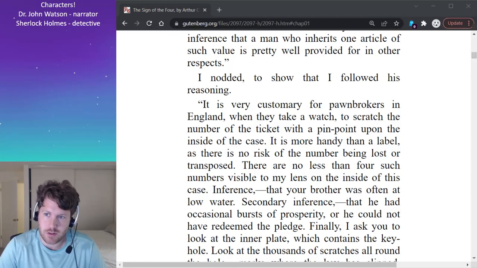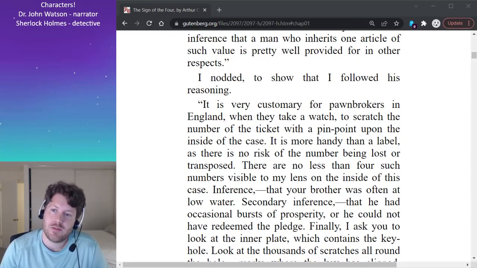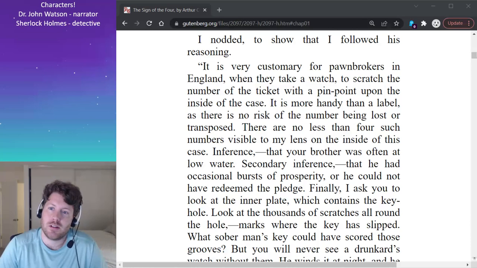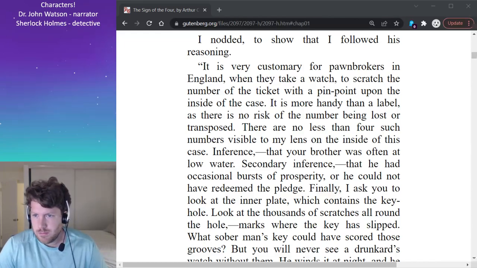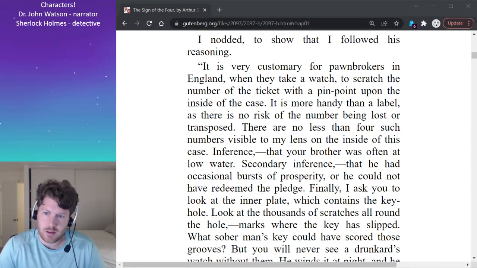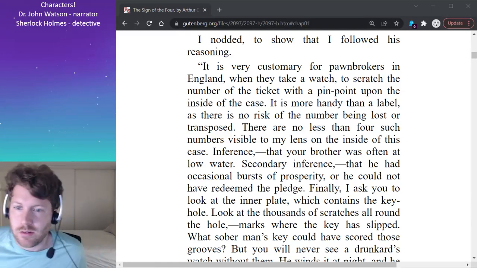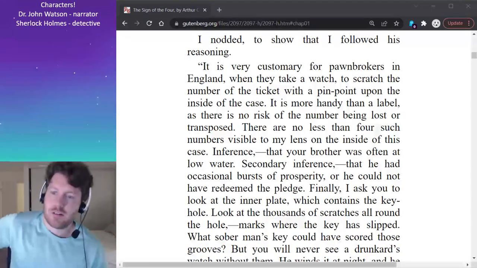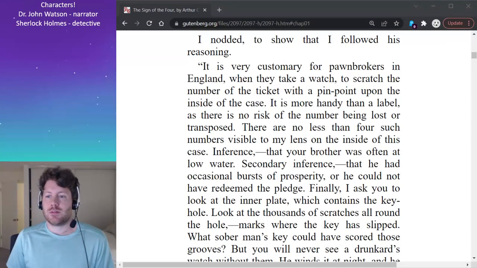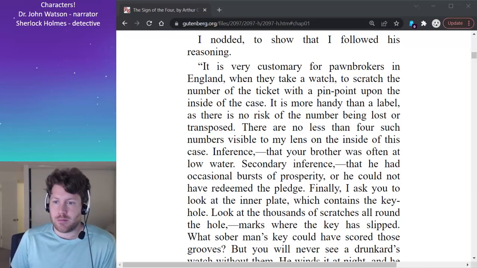I nodded to show that I followed his reasoning. It is very customary for pawnbrokers in England, when they take a watch, to scratch the number of the ticket with a pinpoint upon the inside of the case. It is more handy than a label, as there is no risk of the number being lost or transposed. There are no less than four such numbers visible to my lens on the inside of this case. Inference: that your brother was often at low water. Secondary inference: that he had occasional bursts of prosperity, or he could not have redeemed the pledge.